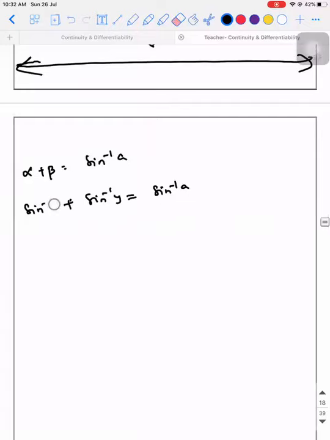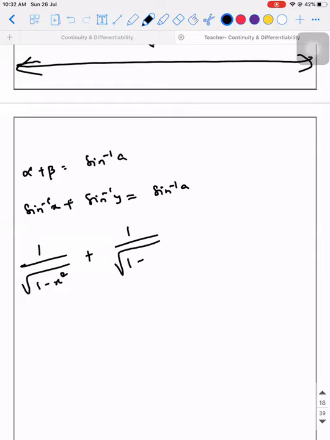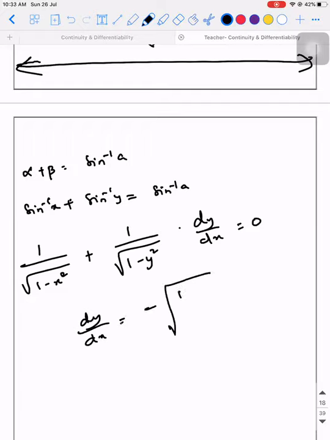Okay. So the derivative of sine inverse of x is 1 by root of 1 minus x square, plus the derivative of sine inverse y is 1 by root of 1 minus y square into dy by dx, is equal to 0. You got the answer? I don't know why I dropped this. Okay, that's it. It is still the same.